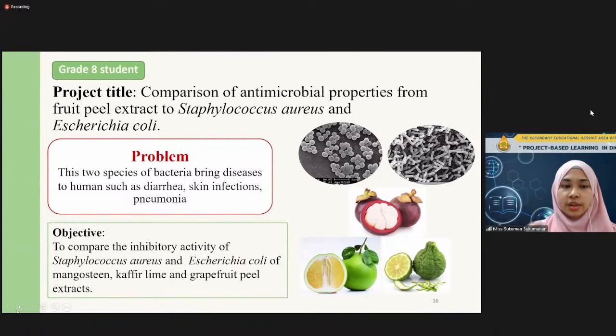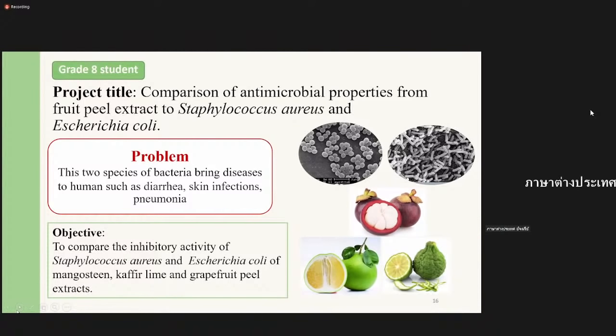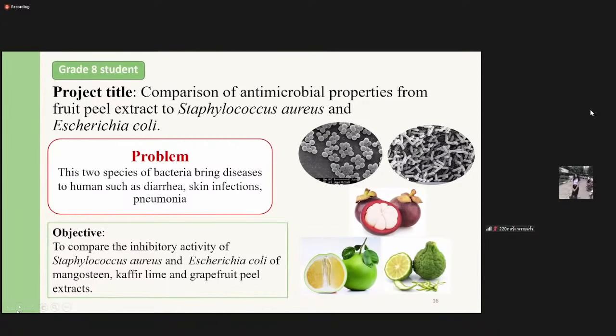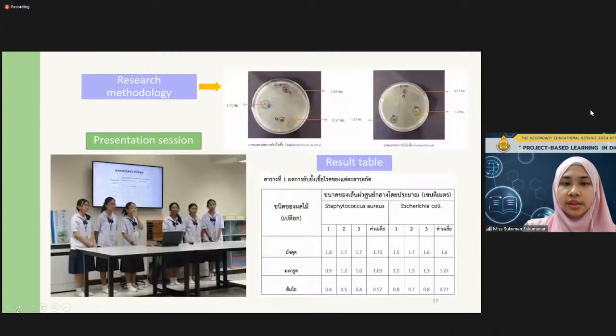So they came up with the project title, The Comparison of Antimicrobial Properties from Fruit Peel Extract to Staphylococcus aureus and Escherichia coli. The objective of the project is to compare the inhibitory activity against Staphylococcus aureus and Escherichia coli from mangosteen, kaffir leaf, and grapefruit peel extracts. And this is the research methodology.